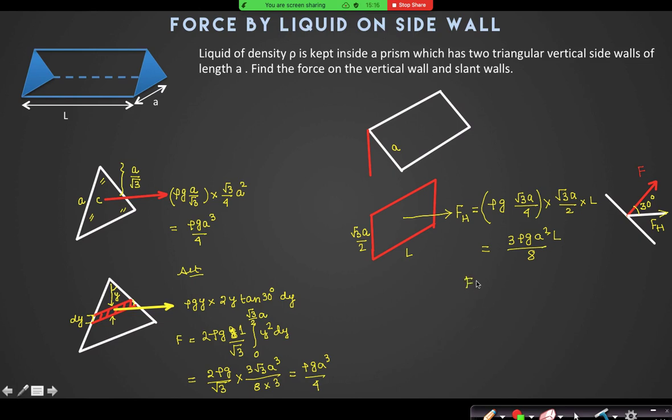So I can say F cos 30 degrees is equal to Fh. From there we can find F, with cos 30 degrees being root 3 by 2. So I think it is root 3 rho g a square L divided by 4. Have you got this as your answer? Just check. Yes, have you got this? Okay, good. So that is one of the ways we can calculate the force.